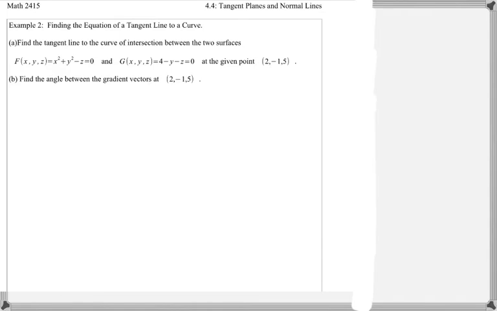Okay, so our example number 2, we're going to find the equation of a tangent line to a curve. Find the tangent line to the curve of the intersection between the two surfaces. So the surfaces are going to be f of x, y, z is equal to x squared plus y squared minus z equals 0, and g of x, y, z is equal to 4 minus y minus z, and that's going to be equal to 0. They're going to give us the point 2, negative 1, and 5. And then we're also going to find the angle between the gradient vectors. So for part A, we want a tangent line. So the tangent line needs to be orthogonal to both the gradient vectors.